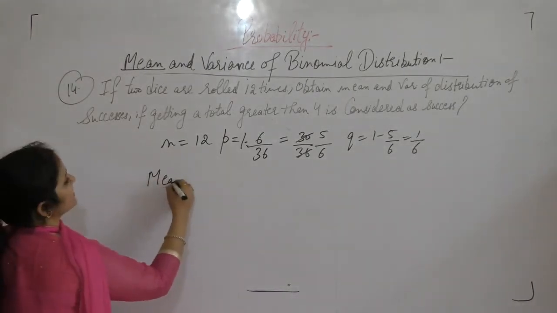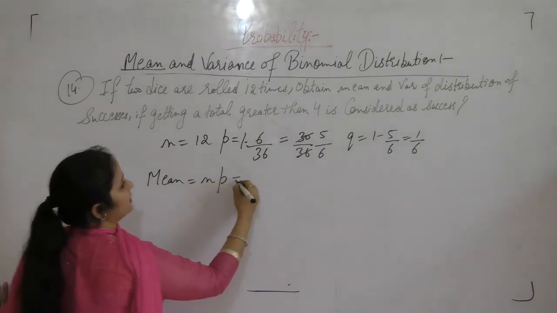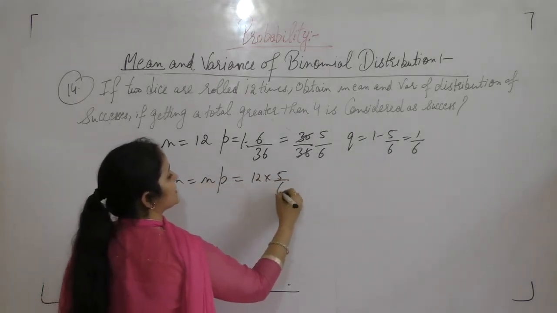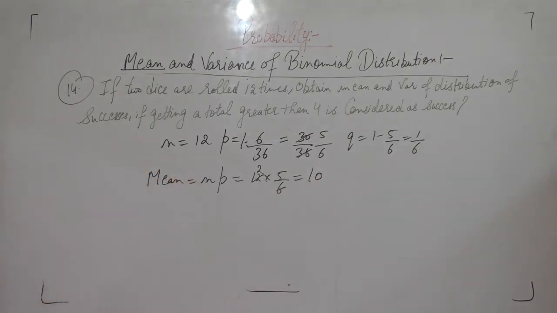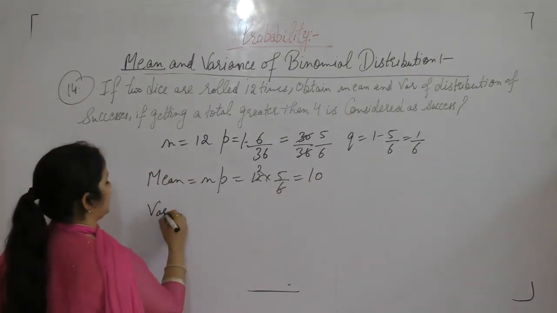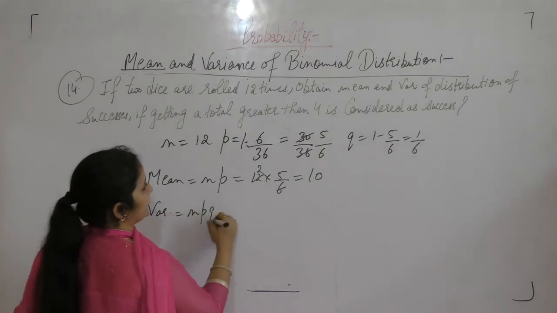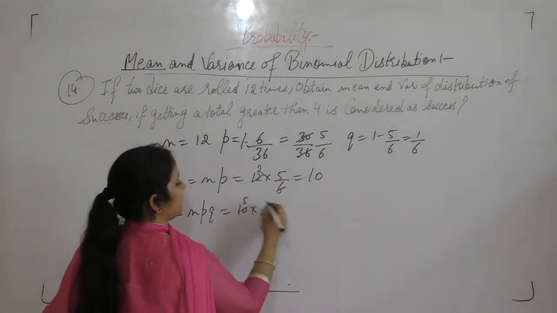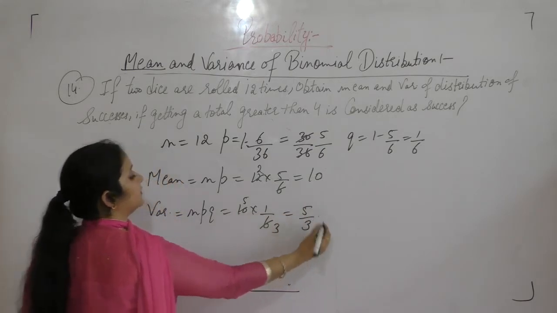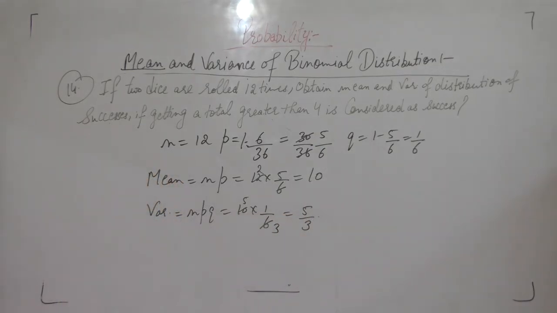Now mean is N into P, 12 into 5 by 6, that is 10. Variance is NPQ, 10 into 1 by 6, 5 by 3. Variance is 5 by 3.